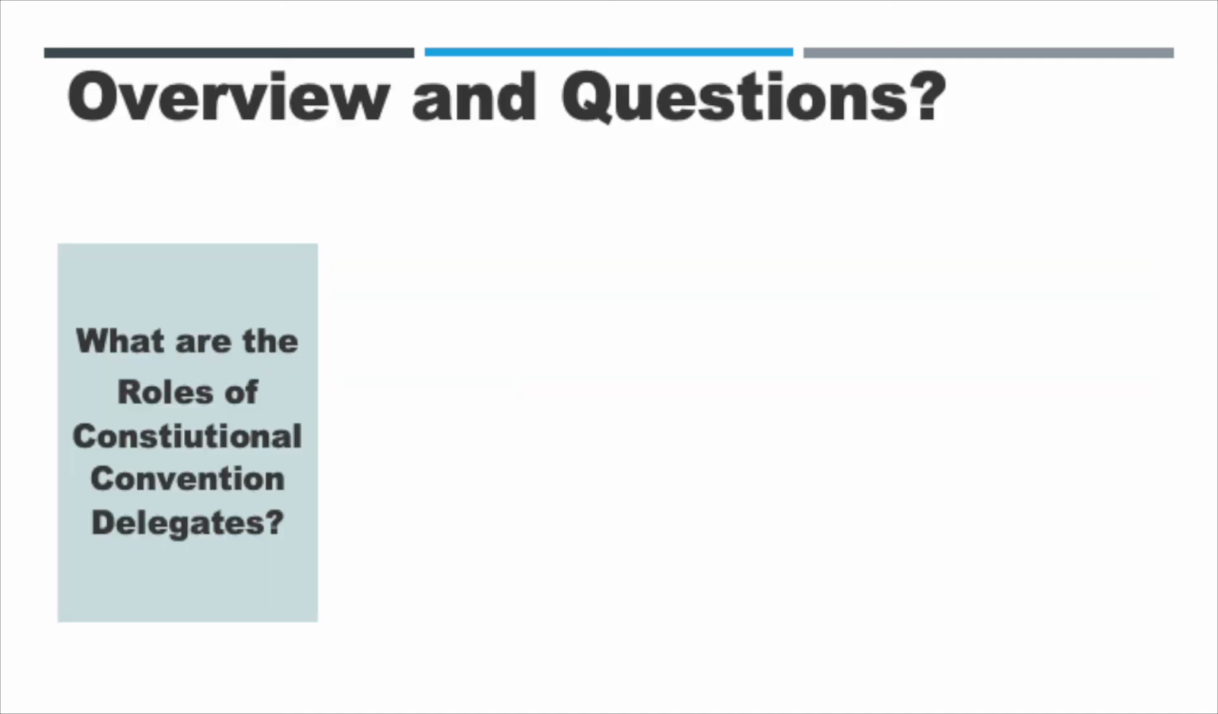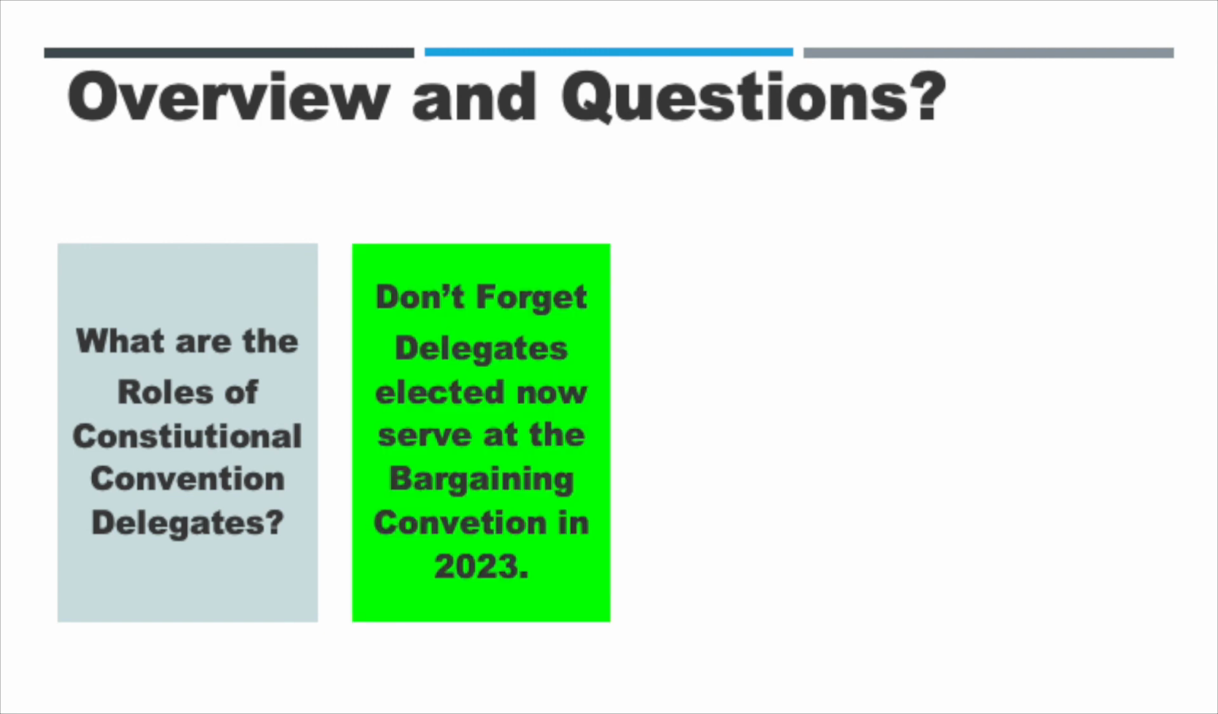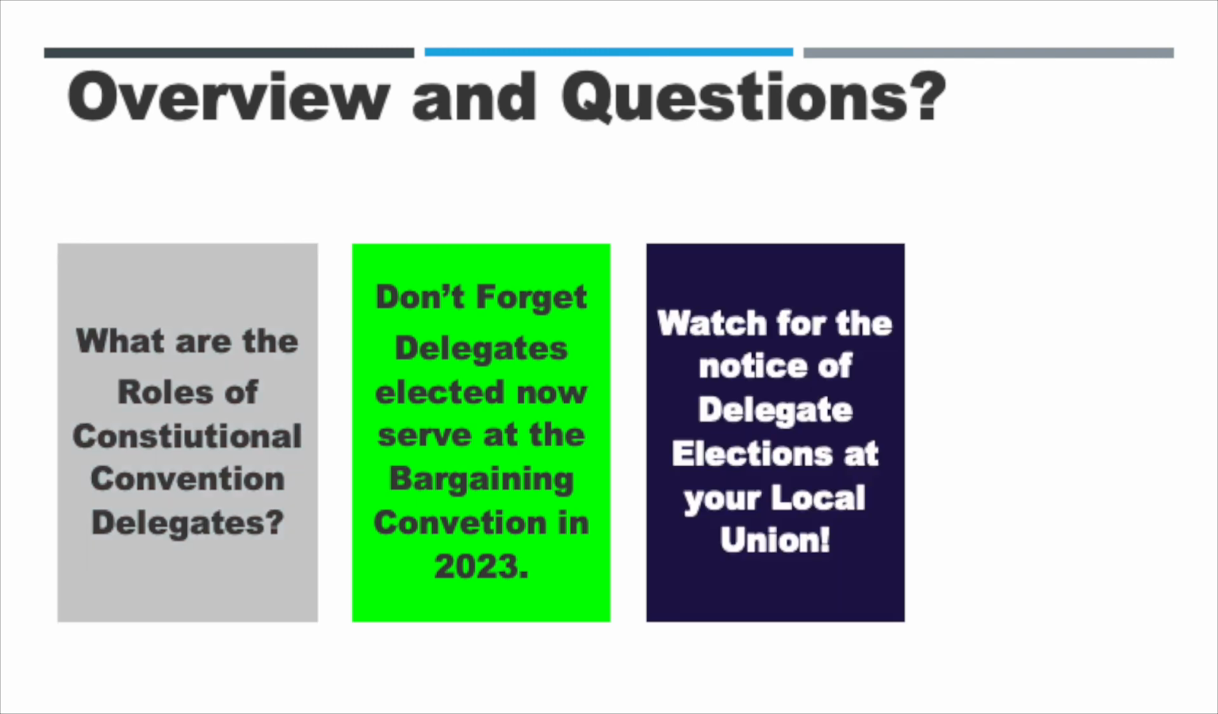So with that, I'm going to ask anybody, go ahead and shout out, what are the roles of convention delegates from this training? Vote on resolutions. Correct. Amending the Constitution. Correct. Setting the agenda for bargaining. Yes. And also probably nominating candidates for international executive board offices. So great, I see you were paying attention. Don't forget, delegates elected now serve at the special bargaining convention in 2023. Watch out for the notice of delegate elections at your local union.